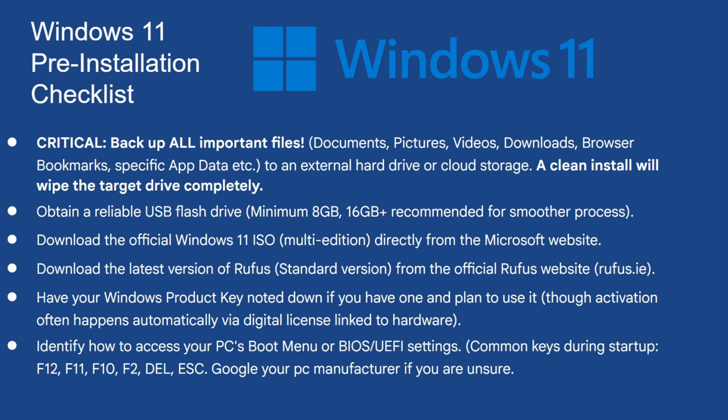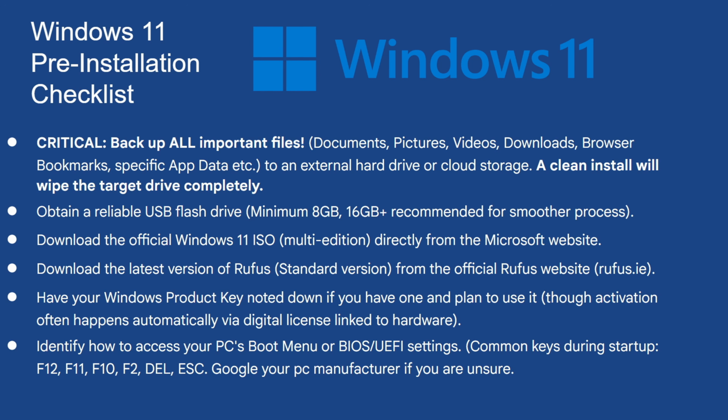So for our pre-installation checklist, and this is critical, if you're doing a clean install, we need to back up all those important files, documents, pictures, videos, anything that you want to save, on an external hard drive or cloud storage. We want to make sure that we have a reliable USB flash drive with a minimum of 8 gigabytes of recommended space for the installation.